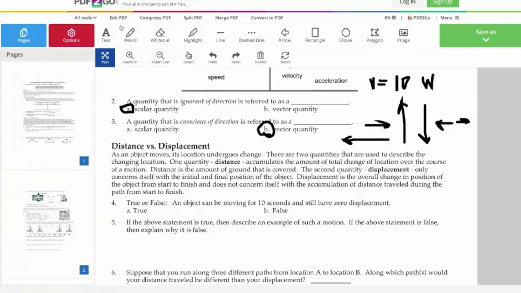So yeah, Lily, if you want to keep going. Yeah. So number 4 is a true or false. An object can be moving for 10 seconds and still have 0 displacement. Is that true or false? Let's get a consensus here. You gotta think about this one. It's kind of a trick question. Good amount.